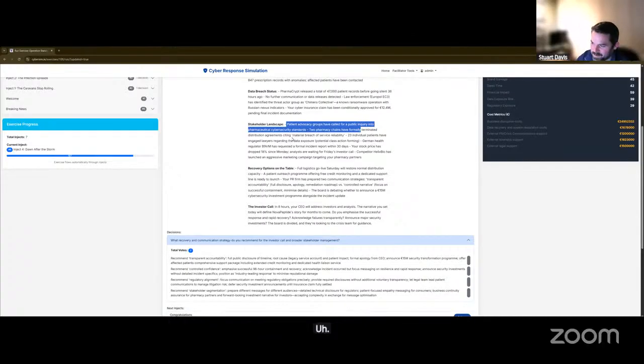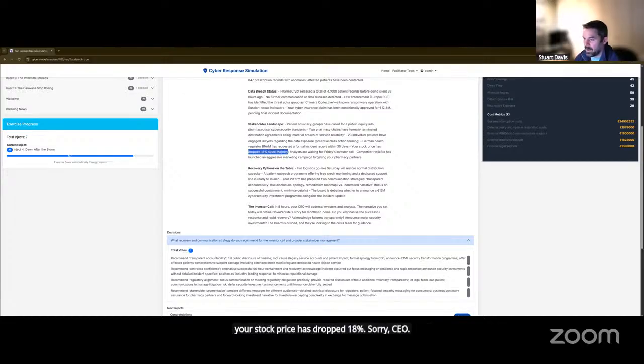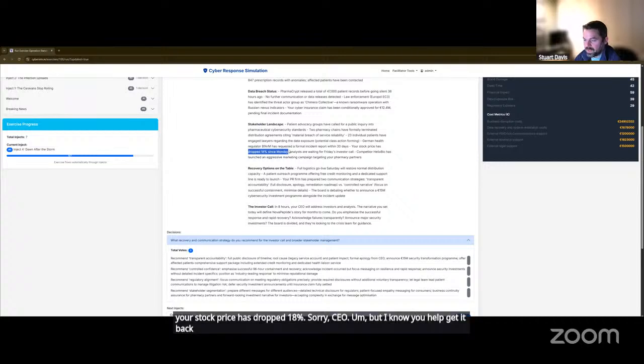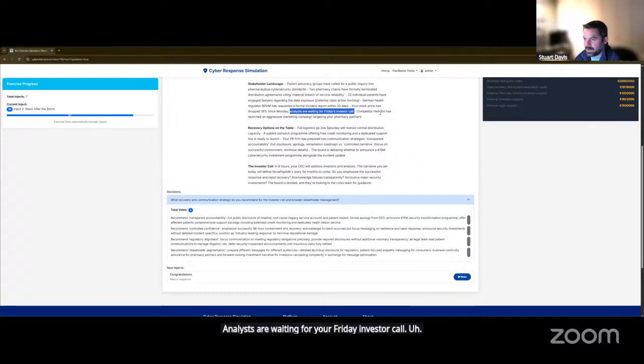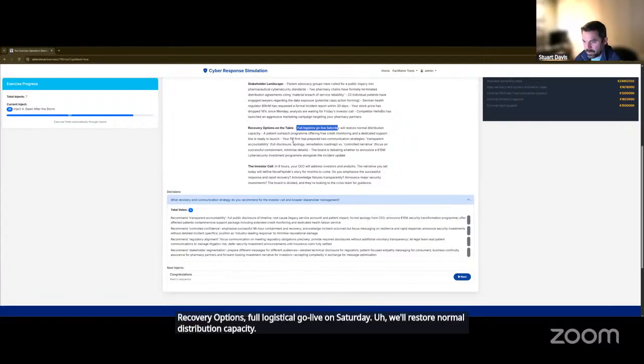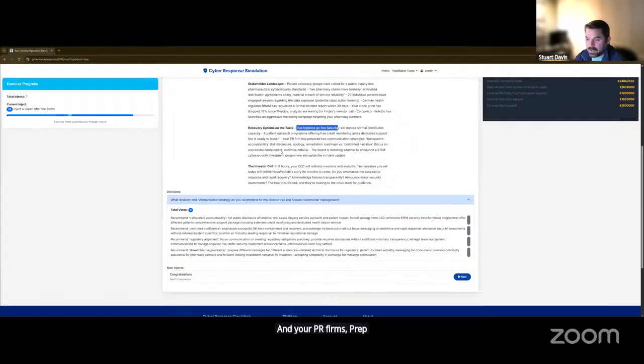So our legal team is going to be busy for the next 6 months. The regulator has requested a formal incident report. Your stock price has dropped 18%. Sorry, CEO, but I know you'll help get it back. Analysts are waiting for your Friday investor call. The competitor companies have launched an aggressive marketing campaign. Recovery options: full logistical go live on Saturday will restore normal distribution capacity. In your PR firm's Prep 2 comm strategies, one is the transparent accountability versus the controlled narrative.